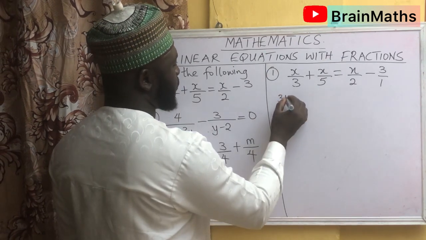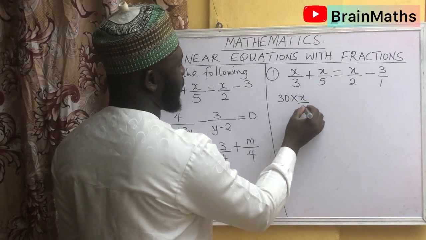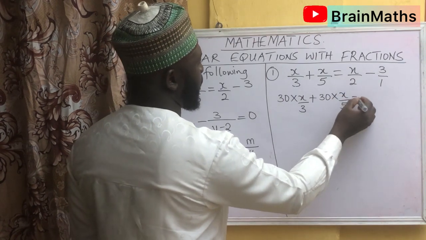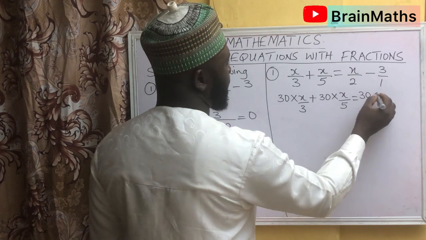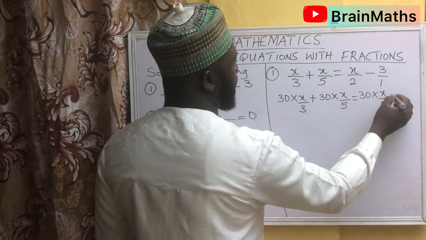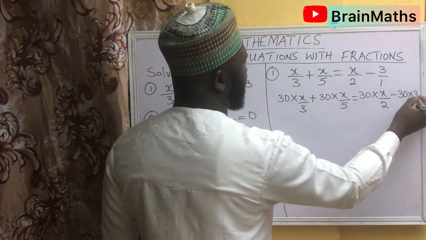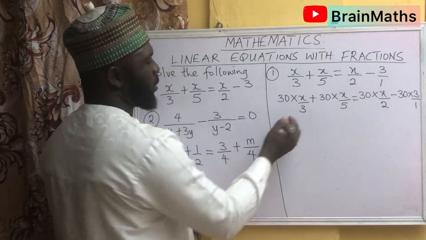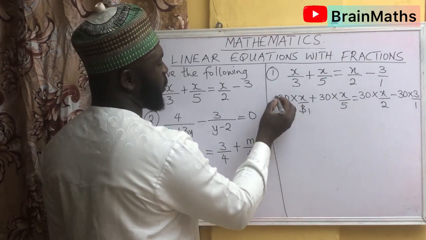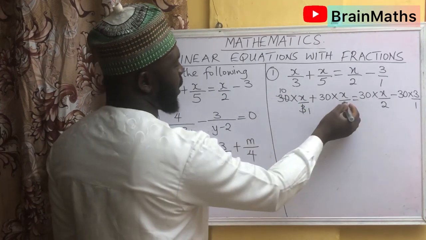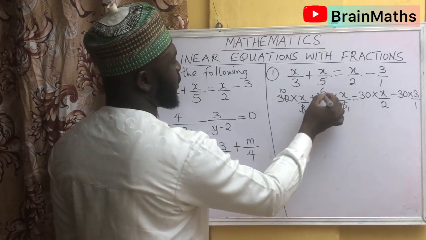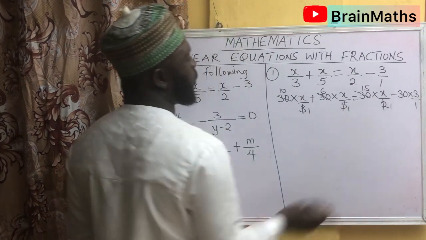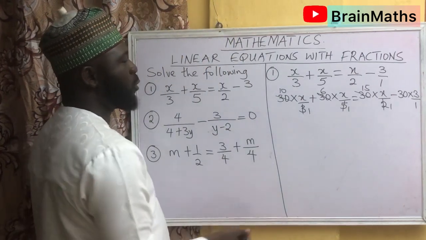So we are going to multiply all of them by 30. So we say 30 times x over 3 plus 30 times x over 5 equals 30 times x over 2 minus 30 times 3 over 1. So let's eliminate the denominators. How many 3 in 3? 1. 3 in 30? 10. 5 in 5? 1. 5 in 30? 6. 2 in 2? 1. 2 in 30? 15. So the 1 remains. 1 in 30 will still give us 30.